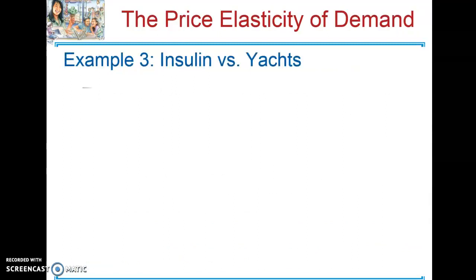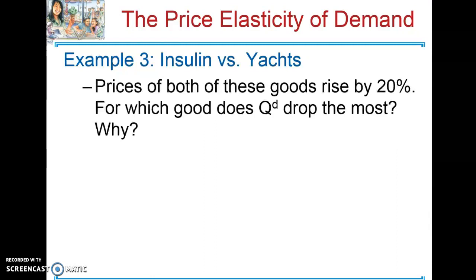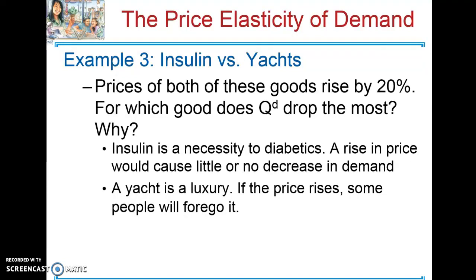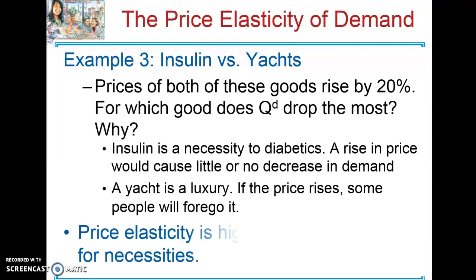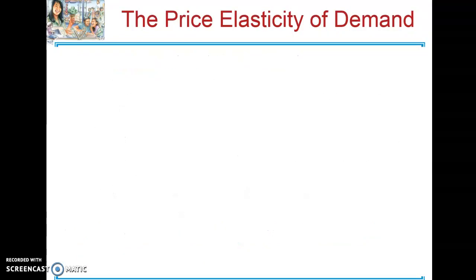Insulin versus yachts. The price of both of these goods rises by 20%. For which good does quantity drop the most? Well, insulin is a necessity. If you're a diabetic, you have to have it. So a rise in price is going to cause little or no decrease in demand at all. A yacht, however, is a luxury. If the price rises, some people will forego purchasing a yacht. So price elasticity is higher for luxuries than for necessities.